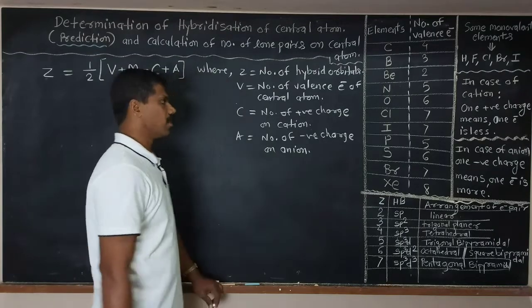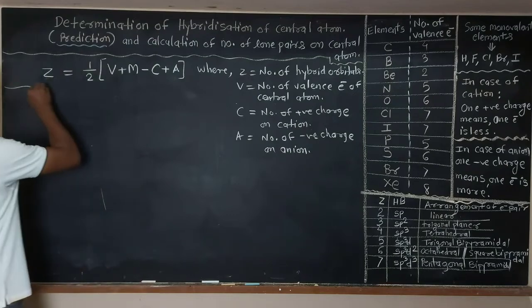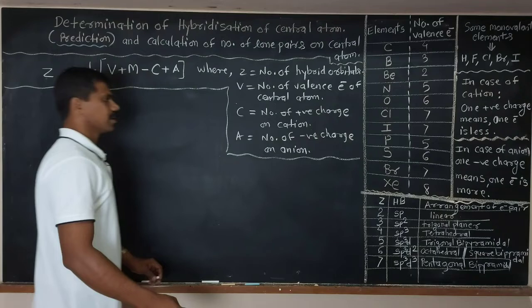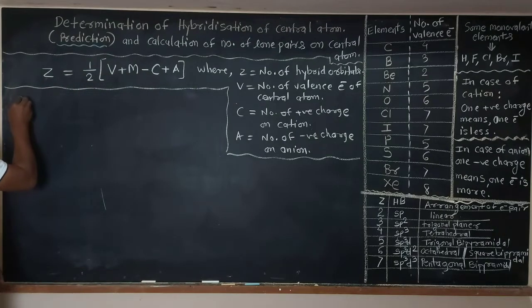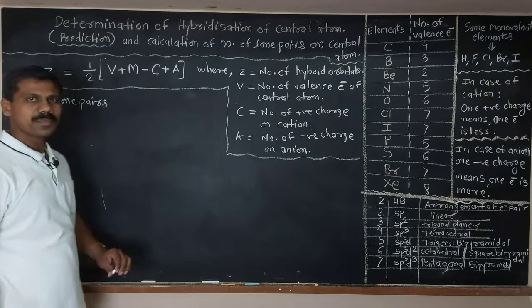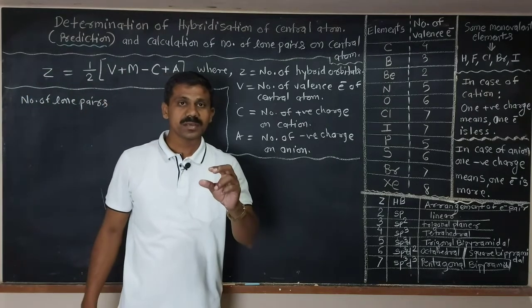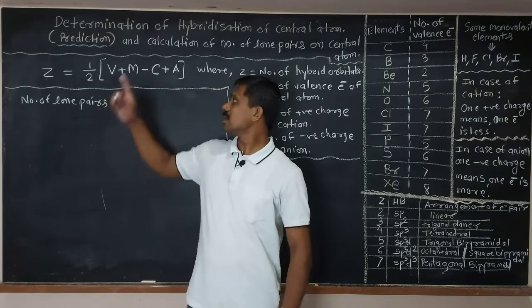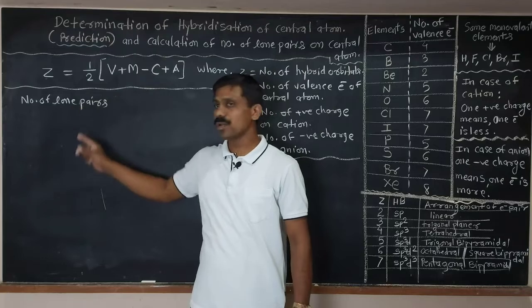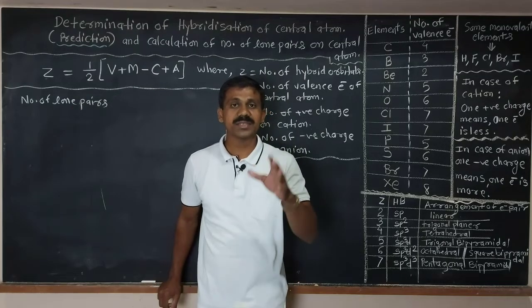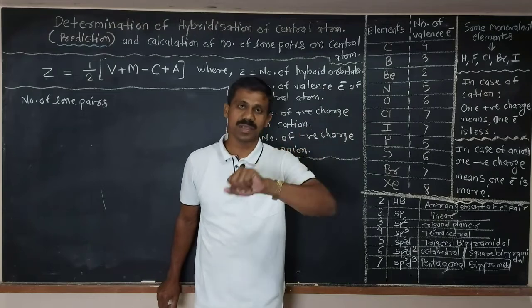That is Z. Clear to you? I think the formula is clear; calculation is very easy. Number of lone pairs are very important in determination of the shape of a particular molecule. By studying the hybridization as well as the number of lone pairs, it is easy to determine the shape as well as the geometry of that particular molecule.